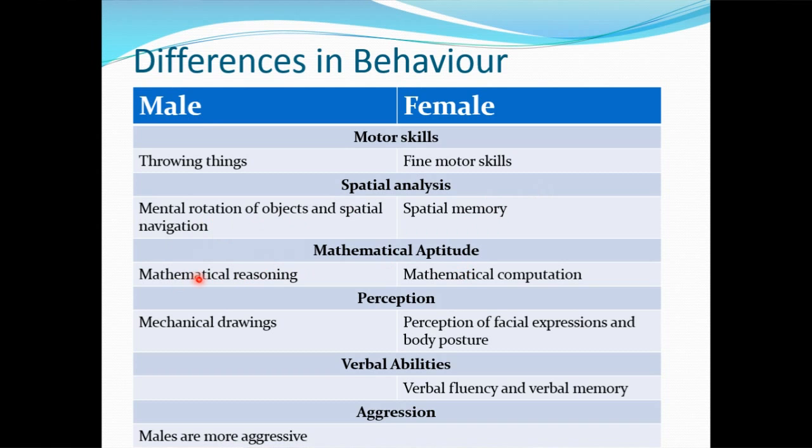Mathematical aptitude: men are better at mathematical reasoning, and remember, it's not generally. Women are better at mathematical computation. Perception: men are better at mechanical drawings, whereas women are better at the perception of facial expressions and body posture. Under verbal abilities, women are better at verbal fluency and verbal memory than men, and under aggression, men tend to be more aggressive. Okay, because of testosterone, I'm sure.